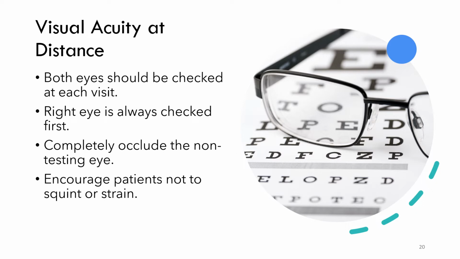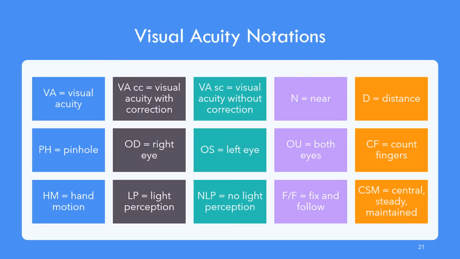Proper documentation of visual acuity requires that you be familiar with the most common visual acuity notations. These are some of the standardized visual acuity notations. VA is visual acuity. VACC is visual acuity with correction. VASC is visual acuity without correction. N is for near. D is for distance.